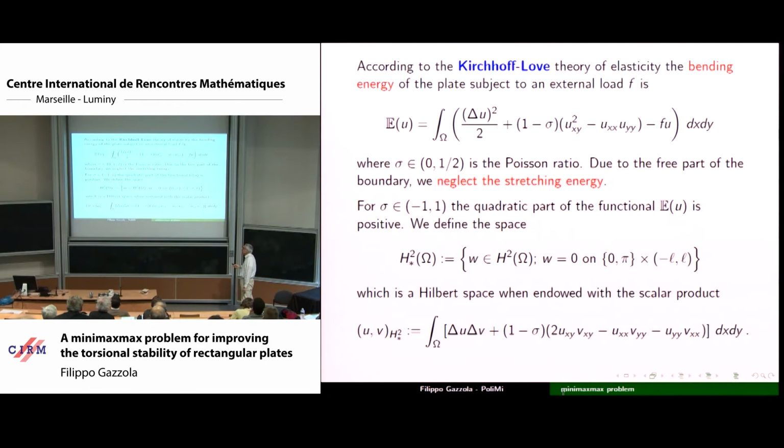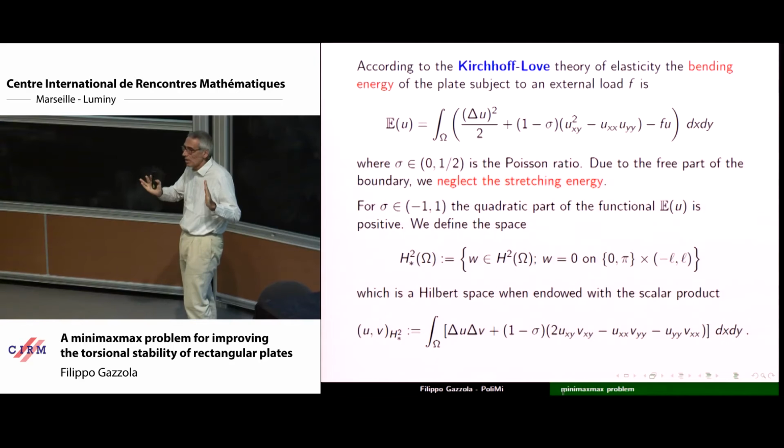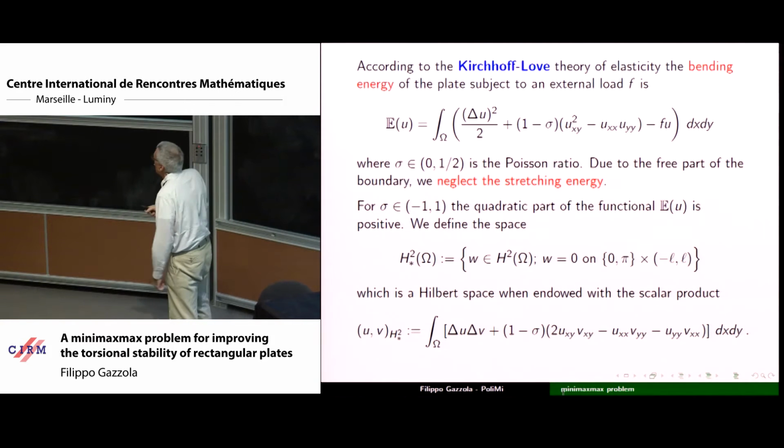In any case, for sigma between -1 and 1, this quadratic part is positive, so this function is a nice one. You have a convex quadratic part and minus a linear part, so in particular it has a unique minimizer. And we want to minimize it in this space, so this is second-order Sobolev space, with boundary conditions only on the two short edges. The others are free.